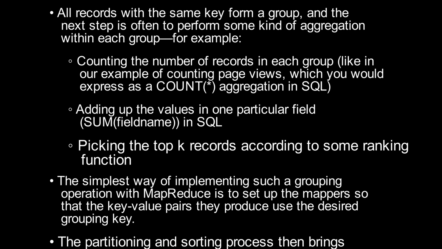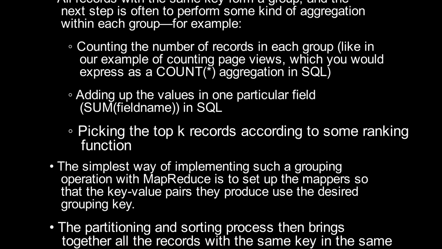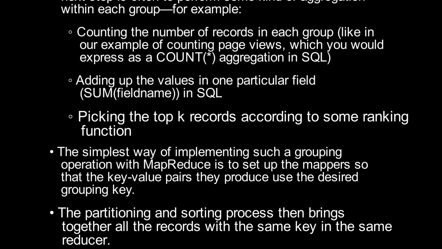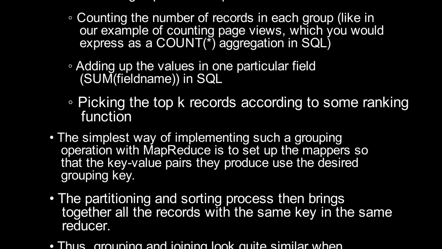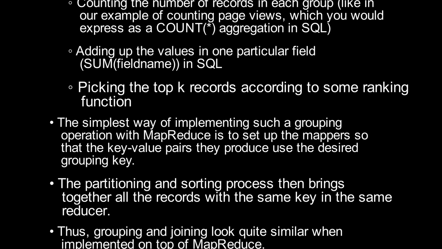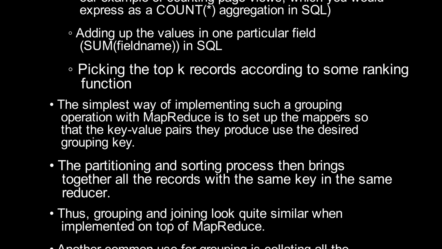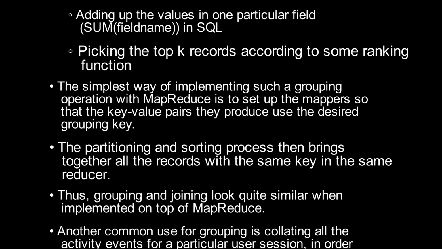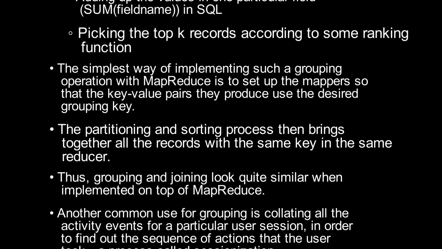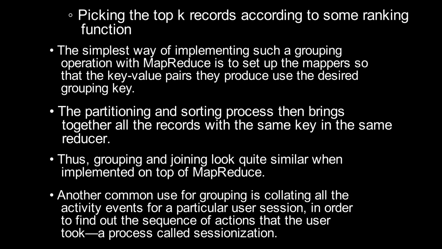The simplest way of implementing such a grouping operation with MapReduce is to set up the mappers so that the key-value pairs they produce use the desired grouping key. The partitioning and sorting process then brings together all the records with the same key in the same reducer. Thus, grouping and joining look quite similar when implemented on top of MapReduce.